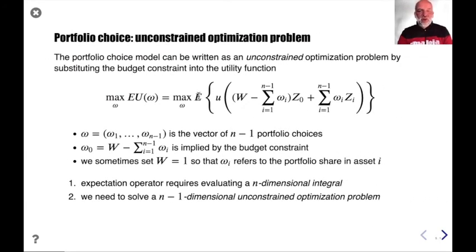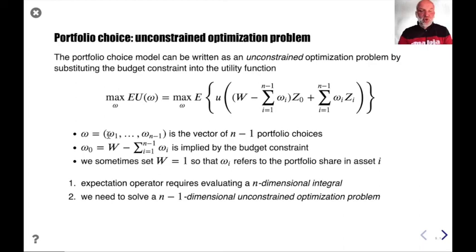Okay, so what I've done here is basically reformulate. I've gotten rid of the budget constraint by substituting the implied value of omega 0 into this equation here, so into the equation on the previous slide. So now it's actually an n-1 dimensional unconstrained optimization problem.